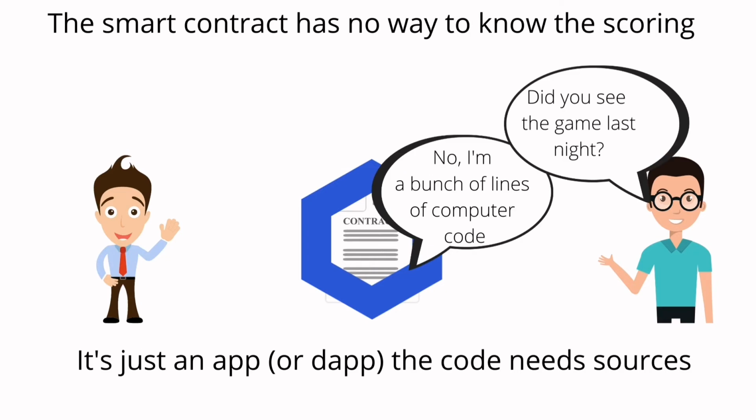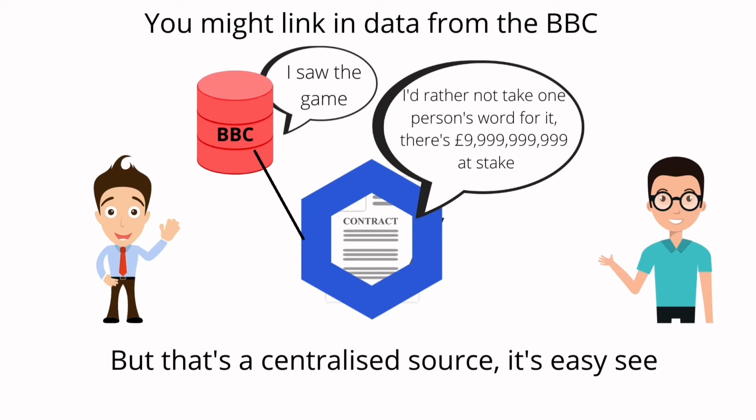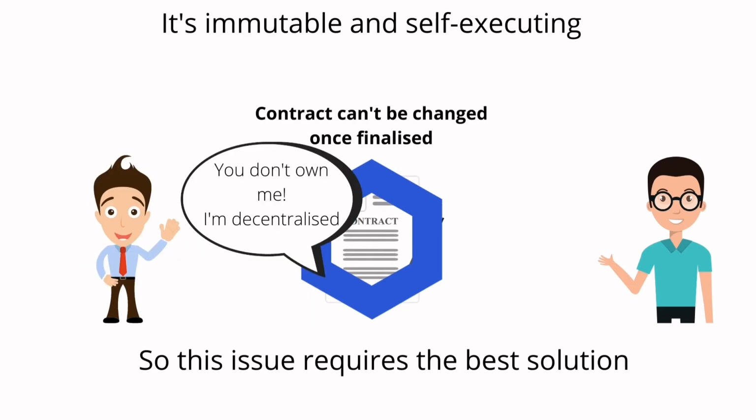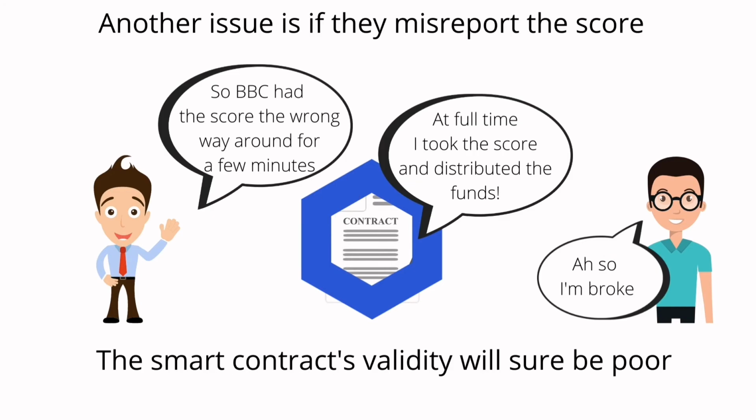The smart contract has no way to know the scoring. It's just an app. The code needs sources. You might link in data from the BBC, but that's a centralized source. It's easy to hack that database and change the result to cheat, and the smart contract will pay the fee. It's immutable and self-executing, so this issue requires the best solution. Another issue is if they misreport the score, the smart contract's validity will sure be poor.